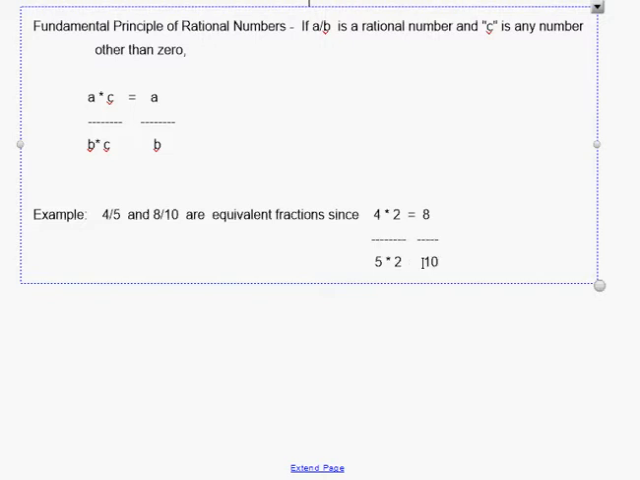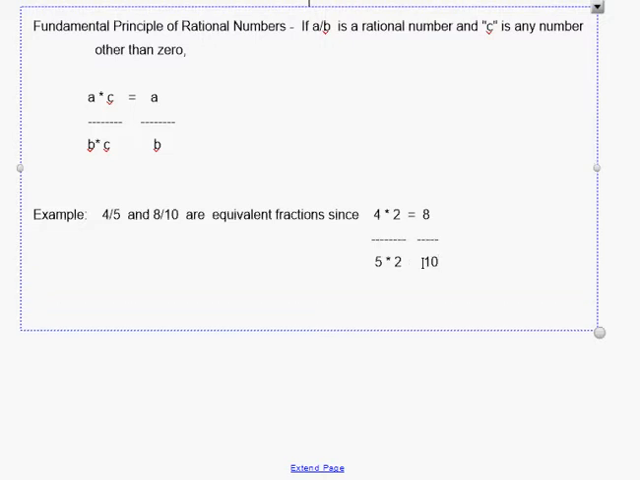To reduce a rational number to its lowest terms, we divide both the numerator and the denominator by their greatest common factor. So, for instance, if we have 16 divided by 48, we could divide both numerator and denominator by 16, and we would get 1/3.